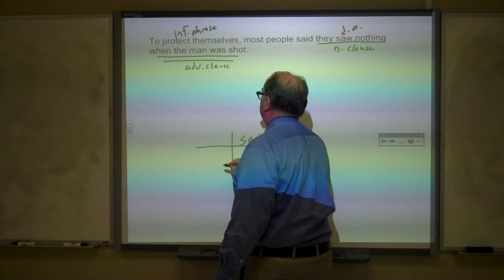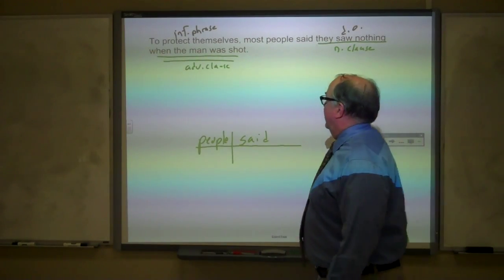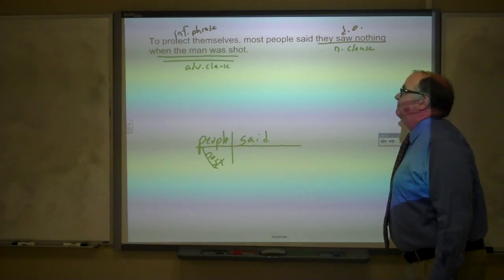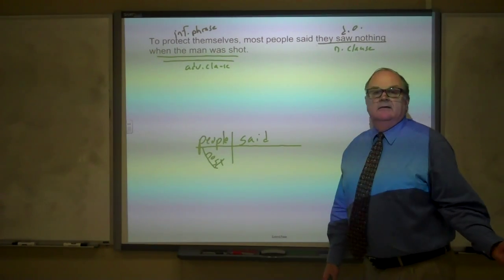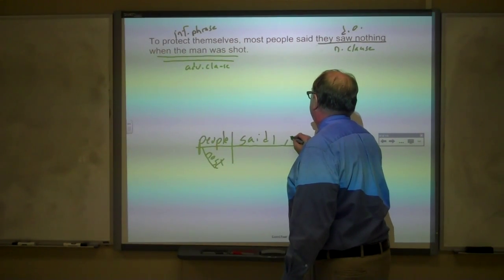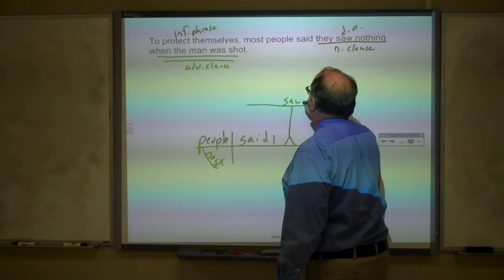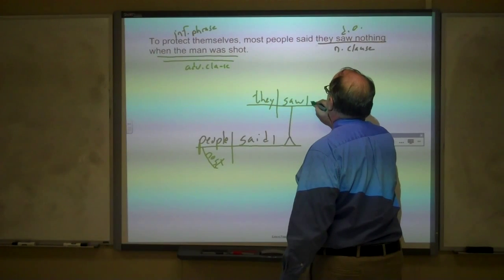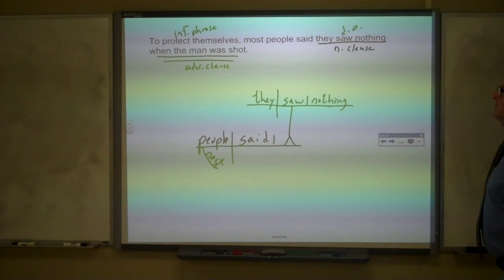Verb is said. Subject is people. And most modifies people. All right. Complement, yes. Direct object, they saw nothing. So in the direct object position, we put this clause, the noun clause. Saw is the verb, they is the subject, nothing is the direct object. They saw what? Nothing. So that's the noun clause.